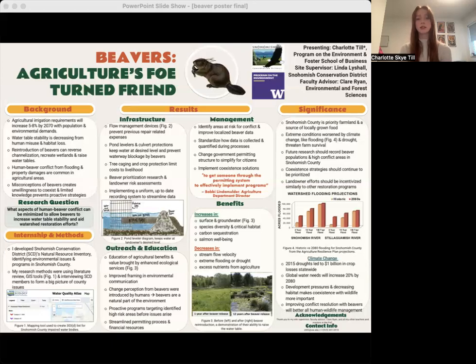This shows the projected increase of 2-year, 10-year, and 100-year flood events on the Snohomish and Stillaguamish rivers, with 2-year flood events increasing as much as 356%. Future research should record beaver populations in high-conflict areas in Snohomish County, maintaining a focus on incentivizing landowner participation in coexistence strategies.